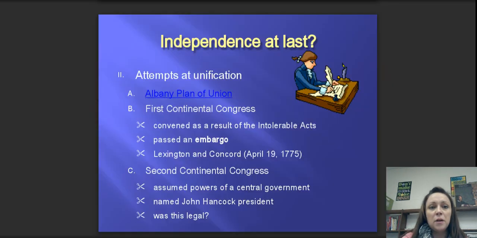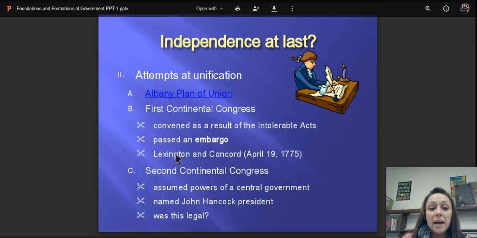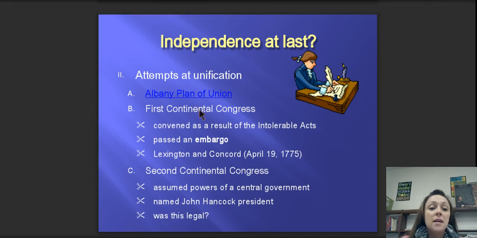Anyway, jumping back over here to our slide. The First Continental Congress convened as a result of the Intolerable Acts. Because the Intolerable Acts were passed, we had a group of people that came together to say, okay, we've got to get something done. We've got to change something. We've got to convince King George III to have a little more respect for us as colonies.